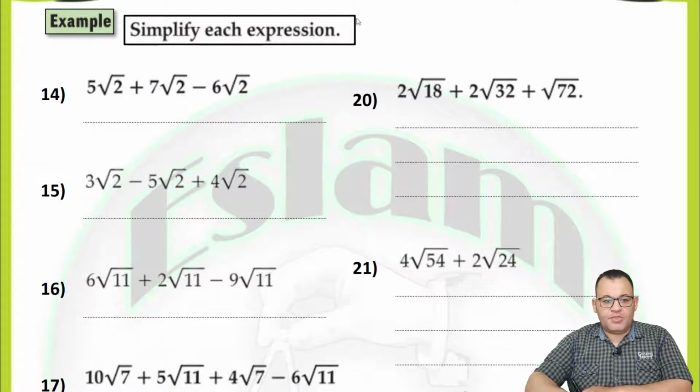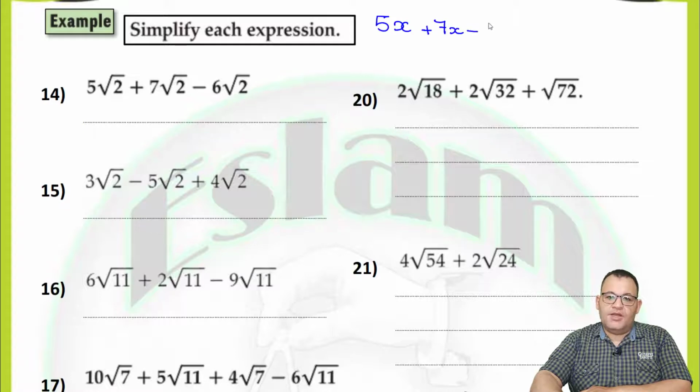Simplify each of the following expressions. 5 root 2 plus 7 root 2 minus 6 root 2. How can we simplify it? If I ask you, I need to simplify 5x plus 7x minus 6x, how can you simplify it?